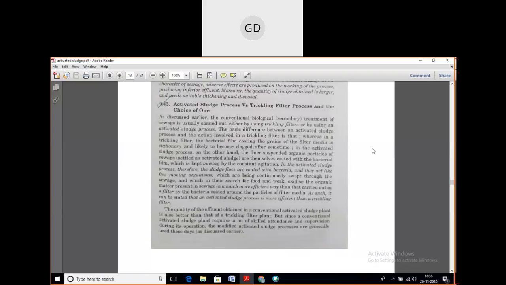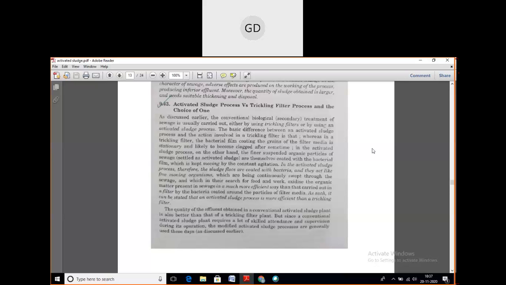So the basic difference between an activated sludge process and the action involved in the trickling filter is that, whereas in a trickling filter the bacterial film coating the grains of the filter media is stationary, and likely to become clogged after some time. So it is attached; the filter media is the medium of the filter, and the bacterial film coating its grains is stationary. Also, this might get clogged after some time.